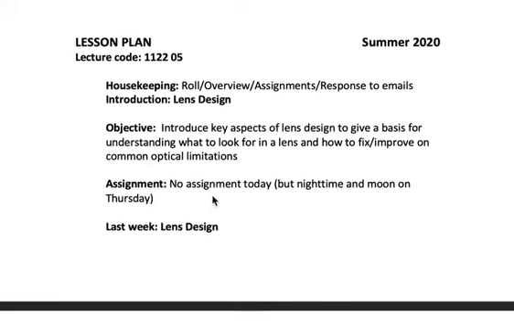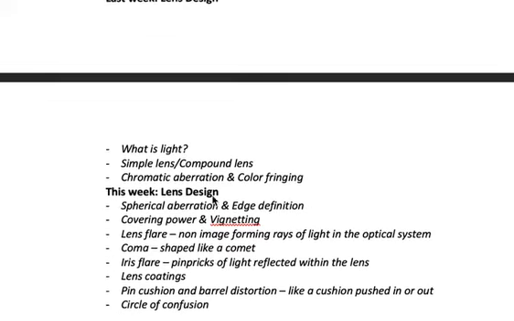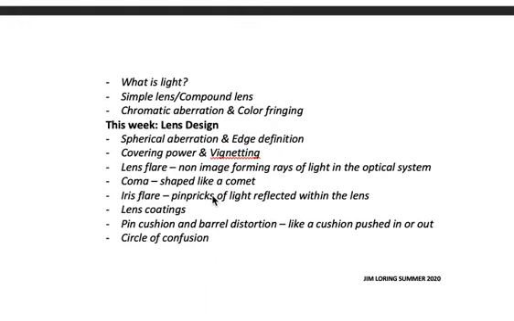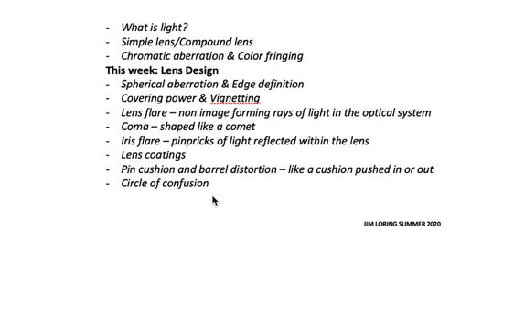Lens design part two. Remember last week, and I'm going to fly through our housekeeping and the objectives and stuff. Last week we looked at what is light. Light is a part of the electromagnetic spectrum. It emits from a single source in straight lines, particle energy, but it has wavelengths within those straight lines, and those different wavelengths we see as different colors.